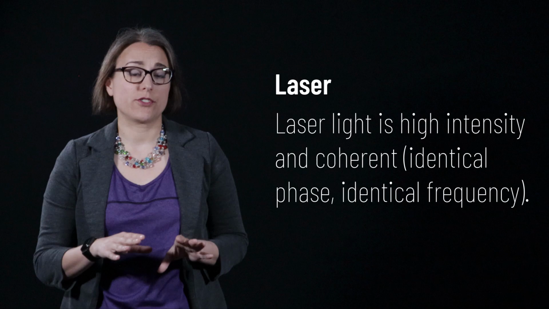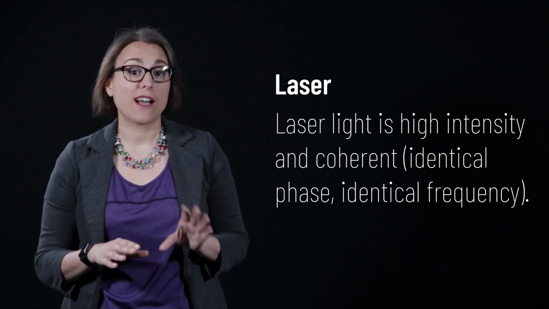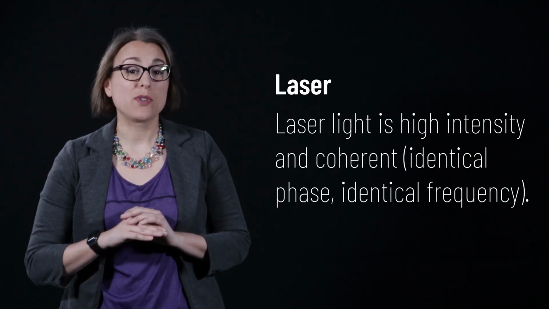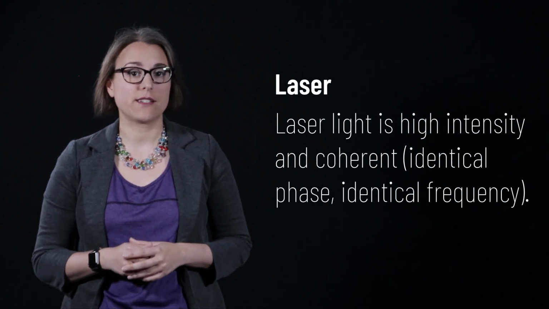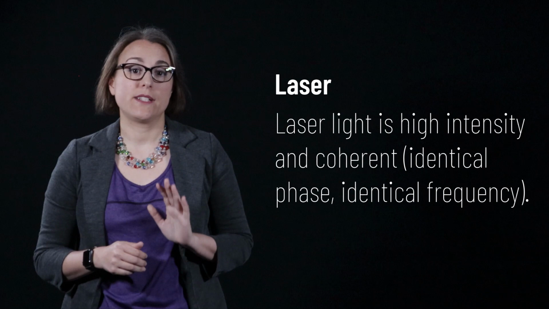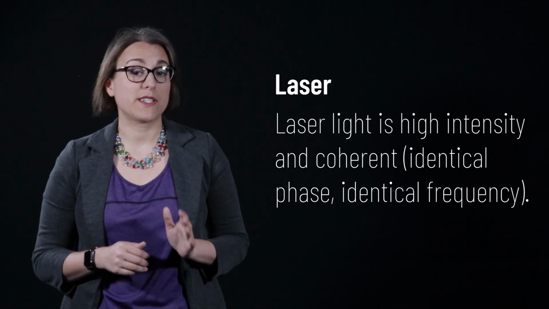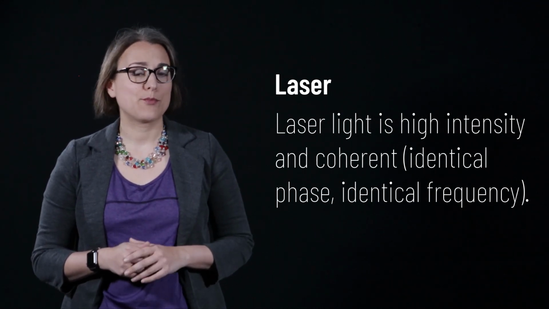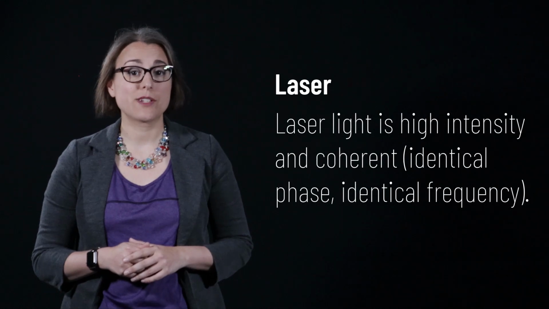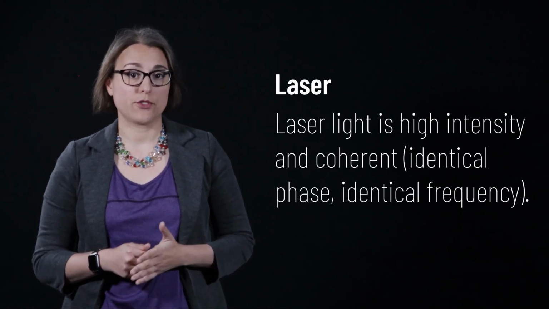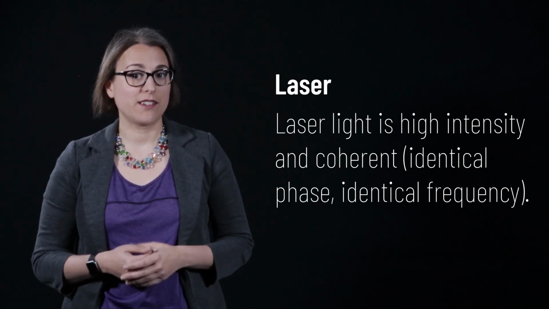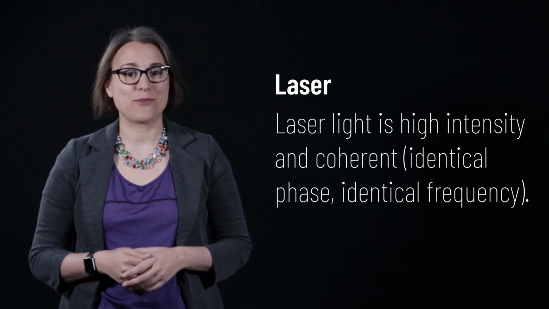The output of a laser contains light waves that are very high intensity and also completely identical. This type of light is known as coherent light. Coherent light means that all of the waves have the same frequency and phase. These properties of laser light make them extremely useful in many scientific and industrial applications, from laser welding to laser surgery to laser printing and everything in between.